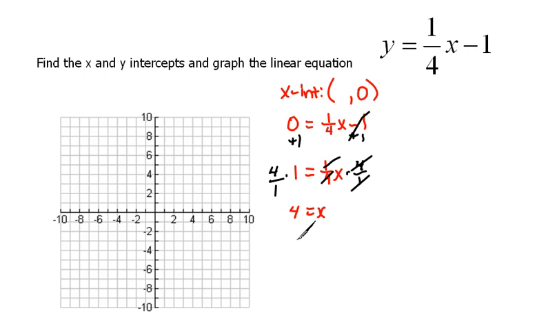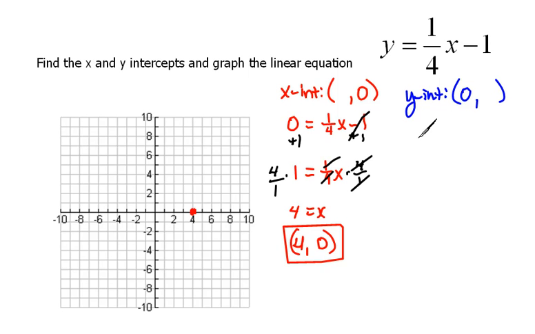This point then looks like an x value of 4 and a y value of 0. There's our x-intercept. And if I plot it, that would be right there. Now let's find the y-intercept. So for every y-intercept, the x value is 0. So y will equal 1/4 times 0 minus 1. Well, 1/4 times 0 is 0. That's gone. So y equals negative 1.